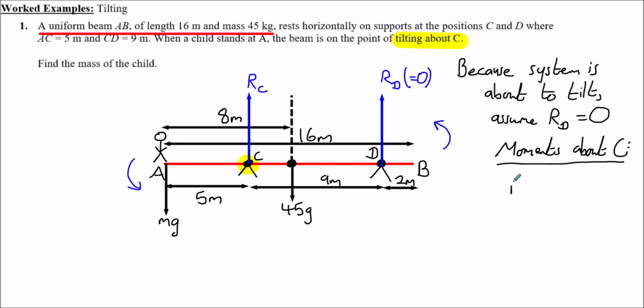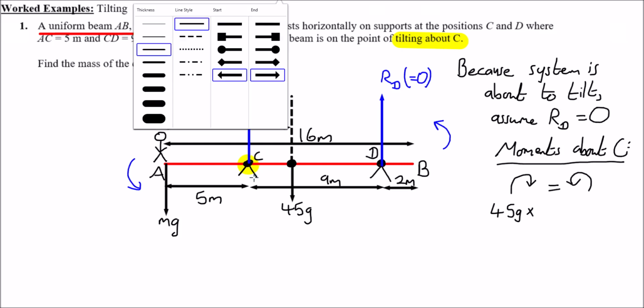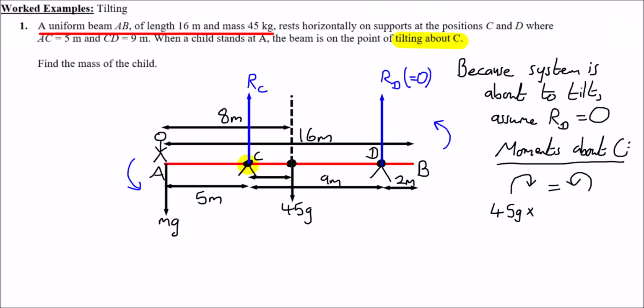So, moments about C. As ever, the clockwise moments will be equal and opposite to the anti-clockwise moments. So, relative to C, what's going to be acting in a clockwise direction? Well, going in a clockwise direction will be this weight of the uniform beam. So that's going to be the weight of it, which is 45g, multiplied by its distance from C. That's not been labelled on, but with a bit of thinking we can work this out easily enough. So what's this distance here? Well, from A to the midpoint is 8. We've been told that from A to C is 5. Therefore, from C to the midpoint is the extra 3 meters.